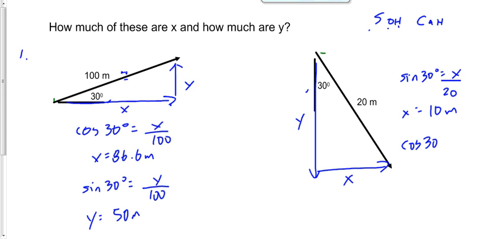Cosine 30 degrees is equal to adjacent over hypotenuse. The adjacent side is Y. 20 cosine 30 is, I believe, 17.32. Well, now I don't have to worry about the 30 degrees. Now I've got two vectors. One's 10, one's 17.32, but they're both on an axis.